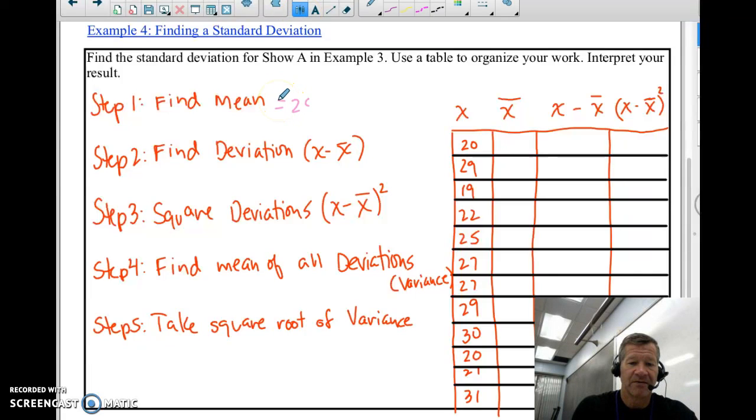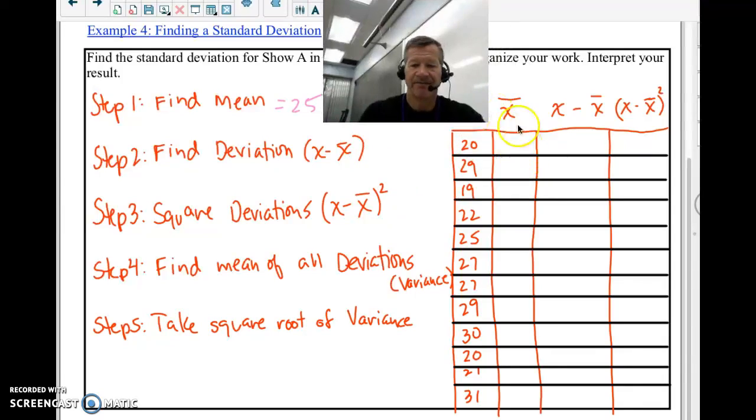If I know the mean is 25, the variable we use for mean is this X bar that you see here. So what we want to do is write down 25. Now the mean is 25, and we can write it in every single place all the way down. You don't really have to. If you wanted to, you can just arrow down.